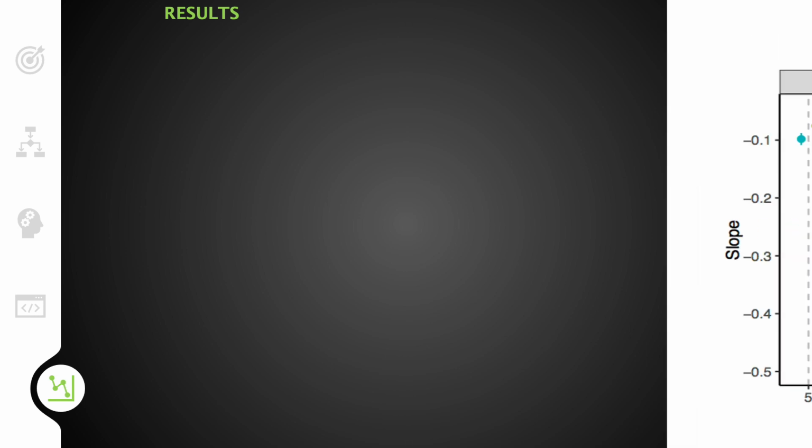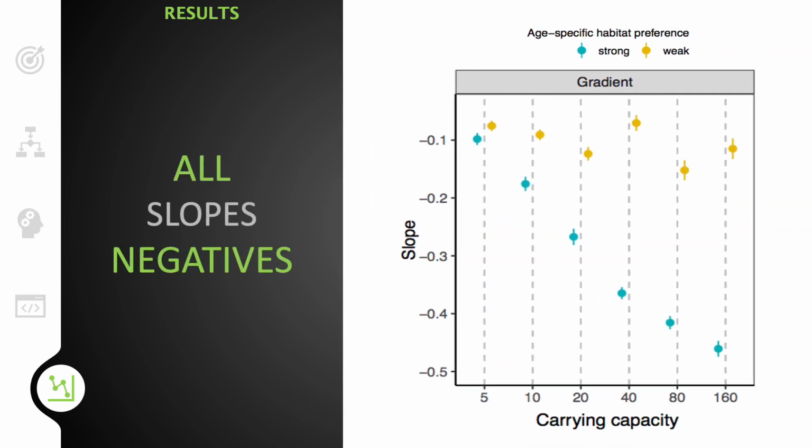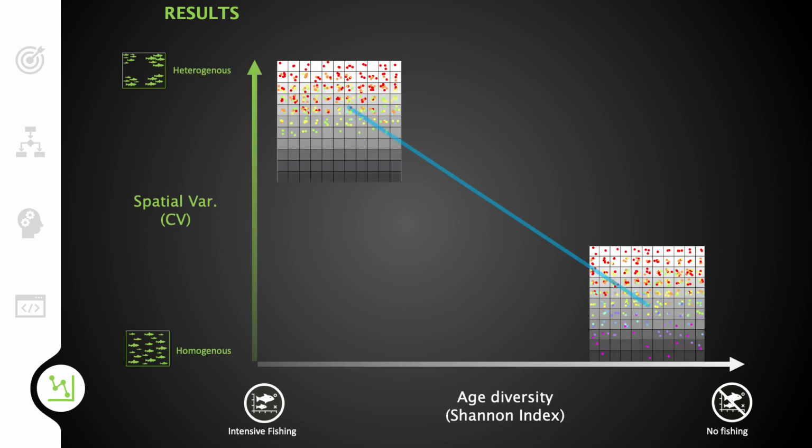Moving on to the results obtained with the model. The first result is that regardless of the age-specific habitat preference and the carrying capacity, the relationships between spatial variability and age diversity, in other words, the slopes, are all negative. In other words, we always have an increase in spatial variability as size-selective fishing decreases age diversity.